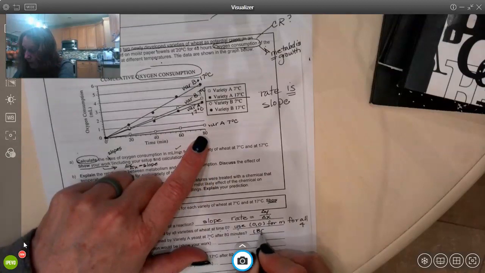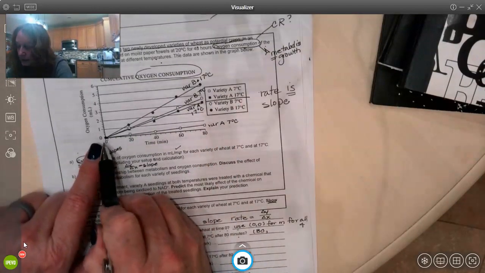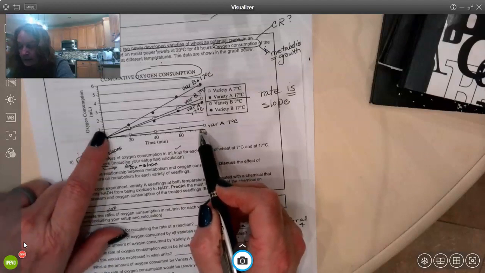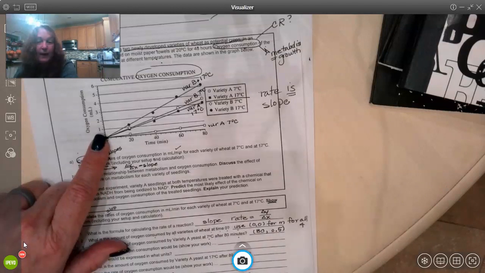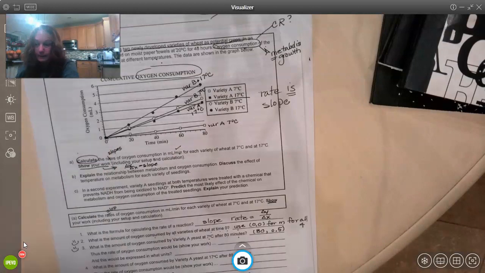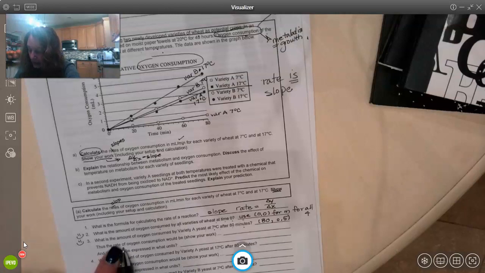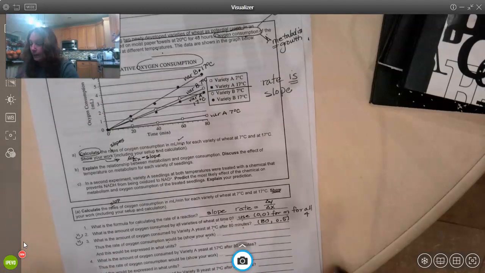So your point would be 80, and then your y value for variety A is going to be somewhere, it looks like halfway between 0 and 1. So it would be 0.5 is what I would use for my point. Thus, the rate of oxygen consumption would be, and they want you to find the slope using 0, 0 and 80, 0.5, showing your work.